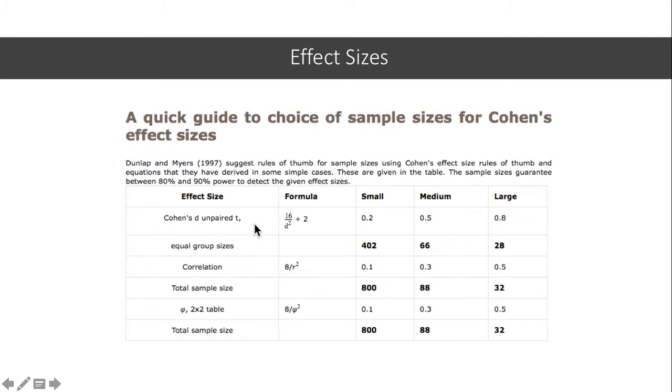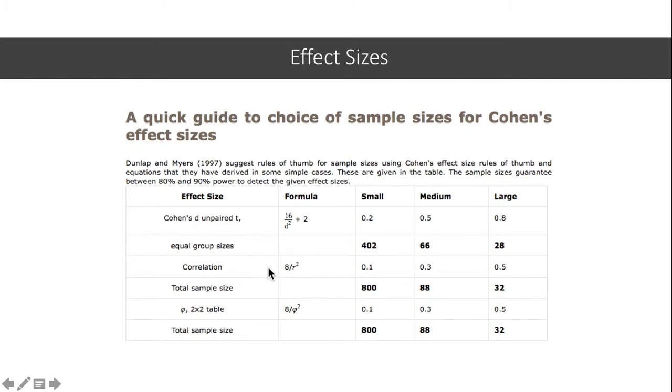This is with an unpaired t-test. This means you're looking at a difference in means between two groups, with 0.2, 0.5, and 0.8 being the cutoffs. Here we can see the sample size. So for a small effect size, we would need 400 subjects, or 201 in each group, to detect a small effect size on a continuous variable. In contrast, if we have a large effect size, we only need 28, or 14 per group.